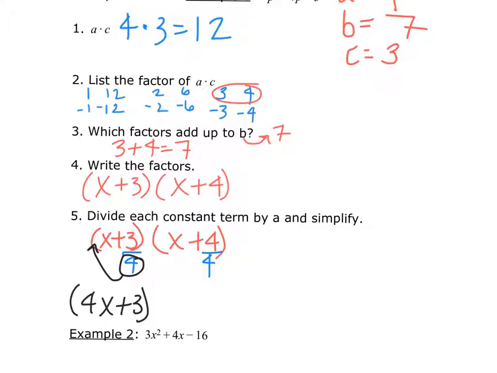What about the second? 4 divided by 4 is 1. So that's going to be x plus 1. Is that okay, Caitlin? Because 4 divided by 4 is 1. That's it.